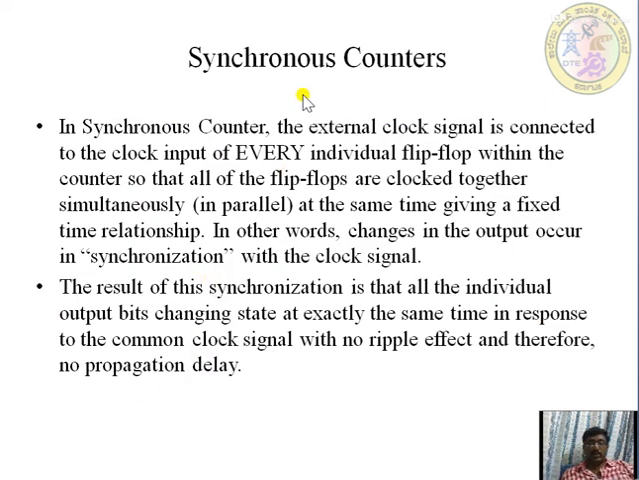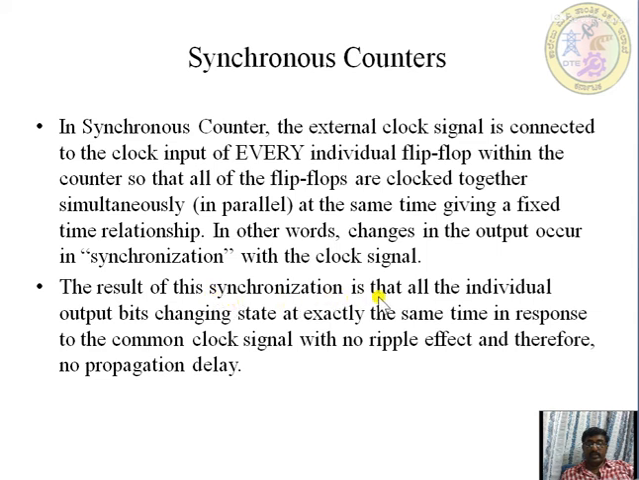Next, synchronous counters. In synchronous counters, the external clock signal is connected to the clock input of every individual flip-flop within the counter, so that all the flip-flops are clocked together simultaneously, in parallel, at the same time, giving a fixed time relationship. In other words, changes in the output occur in synchronization with the clock signal. As soon as the clock is given, the changes happen at the same time.